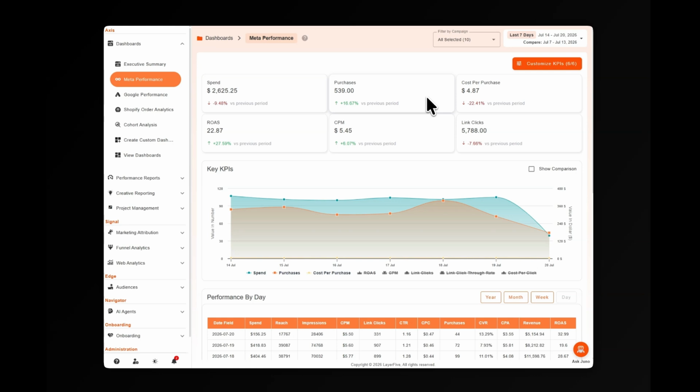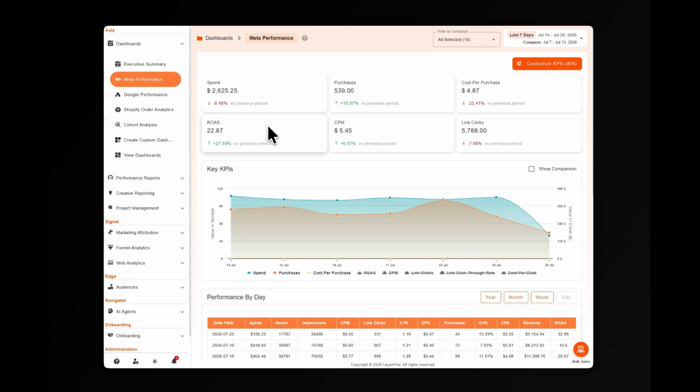One thing to know about the return on ad spend shown here. This is Meta's own self-reported number, not LayerFive attribution. For the true cross-channel picture, compare it against LayerFive return on ad spend on the Executive Summary dashboard.